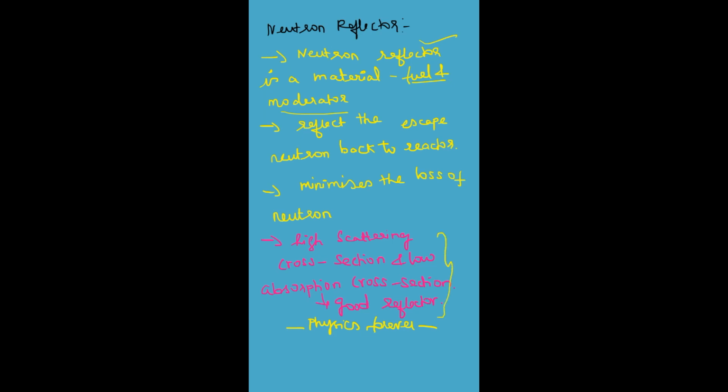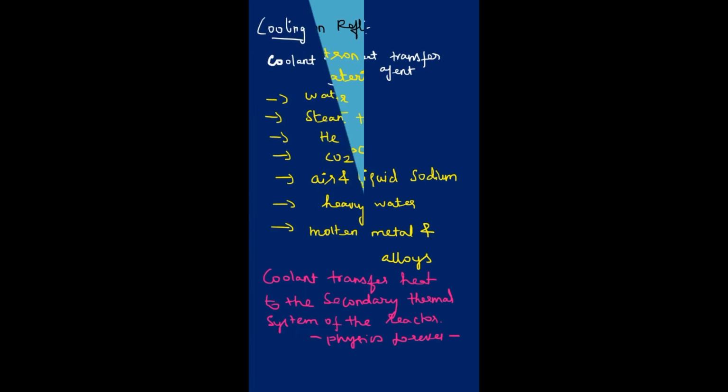The neutron reflector should be a good reflector. எப்போ good reflector இருக்கும்னா, when it has a high scattering cross section and low absorption cross section. So in the case of a moderator, low atomic weight and low absorption cross section, which should be a moderator. In a neutron reflector la, a high scattering cross section and low absorption cross section, it should be a good reflector.